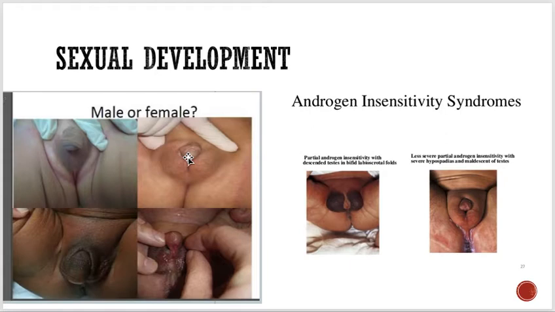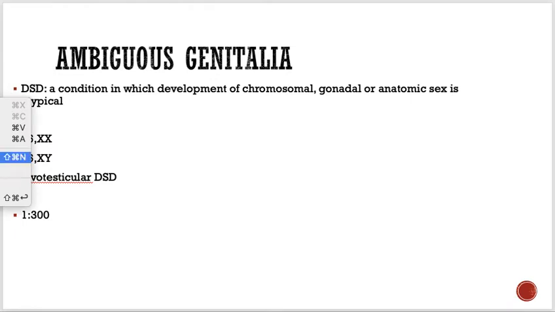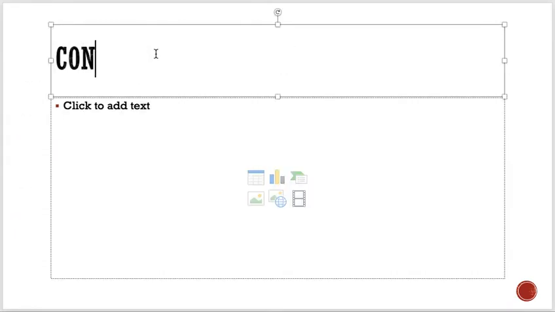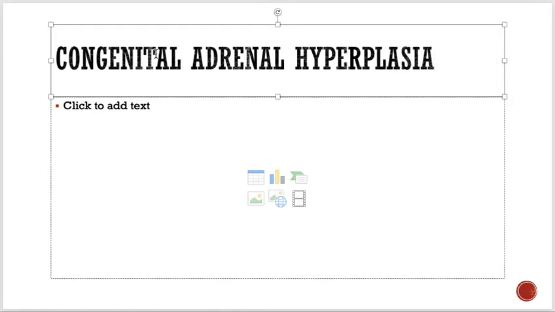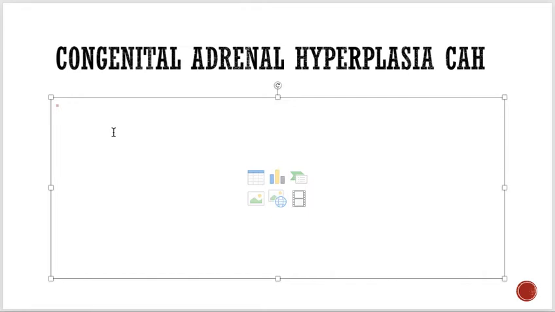Now, to talk about congenital adrenal hyperplasia, I will tell you what it is. Congenital adrenal hyperplasia is also called CAH. Now, why is this important? Because this is the most common cause of ambiguous genitalia.